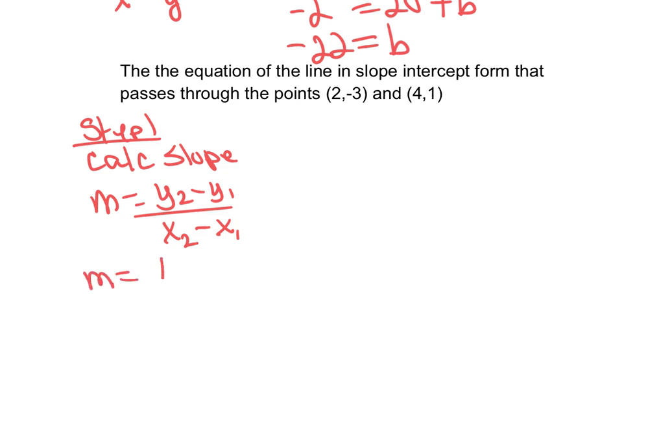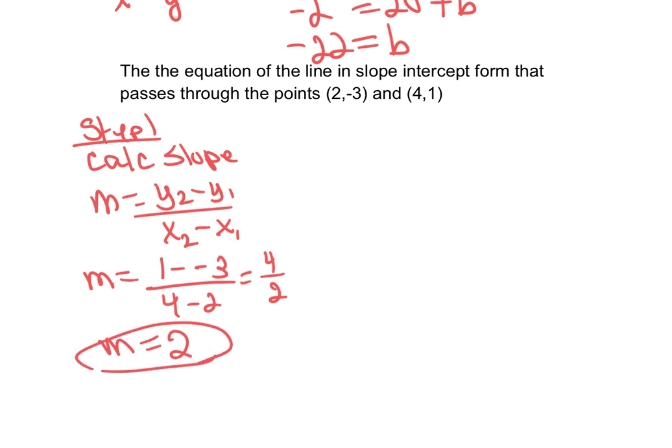We're going to have 1 minus negative 3, and we are going to have 4 minus 2, which means 1 plus 3 is 4, 4 minus 2 is 2, so our slope, as a simplified fraction, is going to be 2, technically 2 over 1, if we wanted to write it as a rise over run.